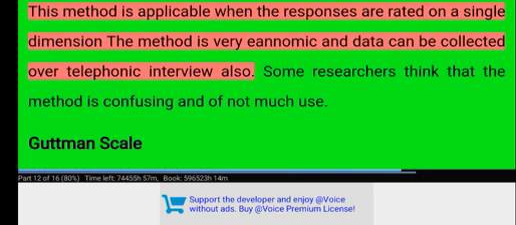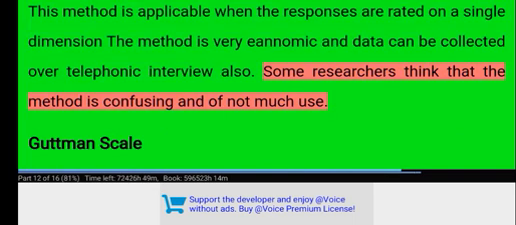This method is applicable when the responses are rated on a single dimension. The method is very economic and data can be collected over telephonic interview also. Some researchers think that the method is confusing and of not much use.